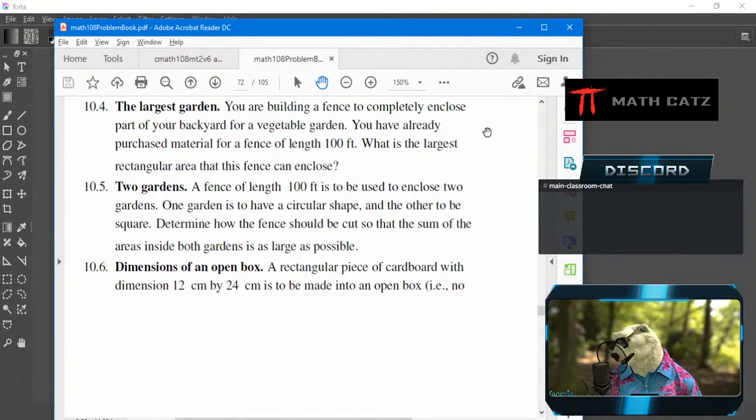You're building a fence to completely enclose part of your backyard for a vegetable garden. You have already purchased material for a fence of length 100 feet. Using that, what is the largest rectangular area that this fence can enclose?